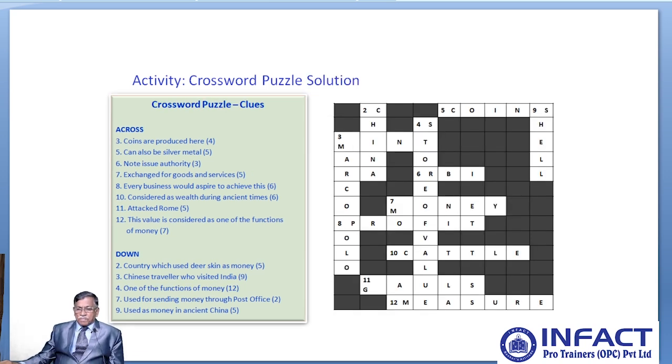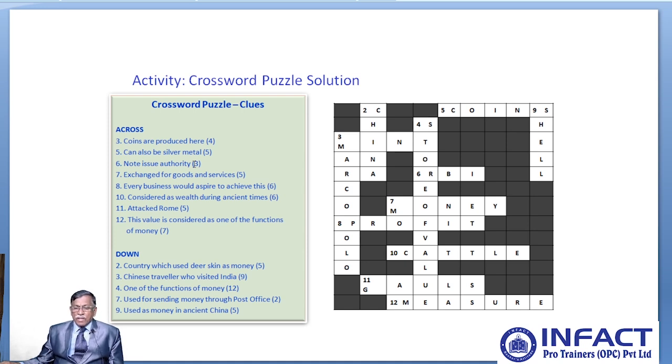Now let us go to the answers. The first one is where the coins are produced. We have given 3, that is mint, M-I-N-T, mint. Mint is the place where the coins are produced. Number 5, can also be silver metal. Again, the answer is coin. The coin can be made from silver metal also. Number 6, note issue authority. So what is across number 6? It is RBI, that is Reserve Bank of India, which has the authority to issue rupee notes except the 1 rupee note. Number 7, exchange for goods and services. That is, again, money. Money can be used to exchange goods and services.